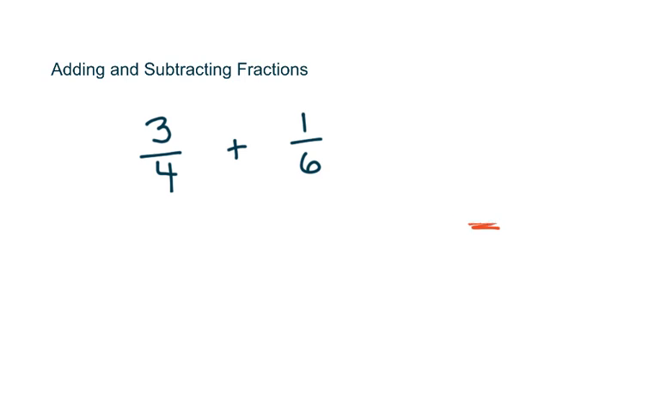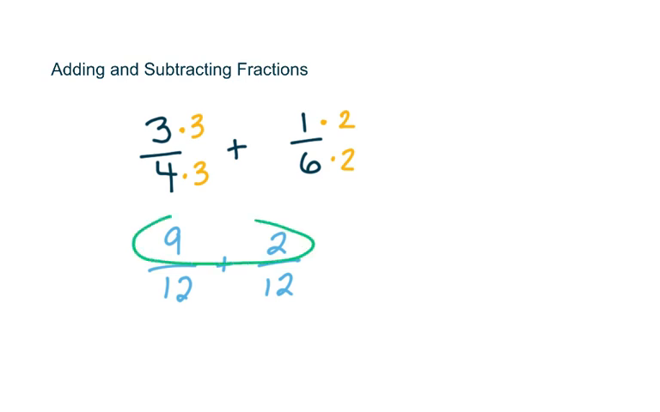And again, as I said earlier, I know that when I multiply, I'm going to multiply the 4 times 3, because 4 times 3 will give me 12, and I'm going to multiply the 6 by 2. And whatever I do to one part of the fraction, I have to do to the other part of the fraction. So my new addition problem is going to be 9/12 plus 2/12. When we add fractions, we add the top numbers, so that's going to give us 11. And then our denominator is going to stay our denominator. We do not add the bottom part of the fractions.